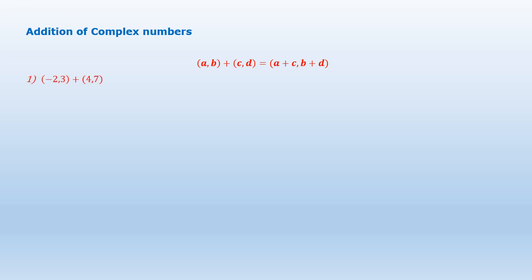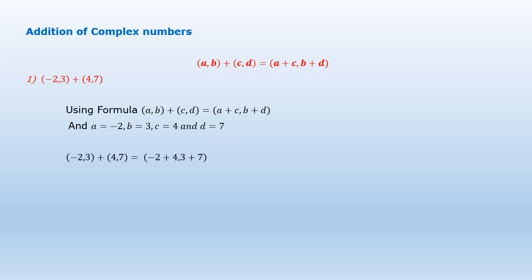Suppose we have a question: -2 comma 3 plus 4 comma 7, that is a comma b plus c comma d. We'll use the same formula where a is equal to -2, b is 3, c is 4 and d is 7. By putting these values in the formula, we have a plus c comma b plus d. By simplifying it, we'll get the answer 2 comma 10.